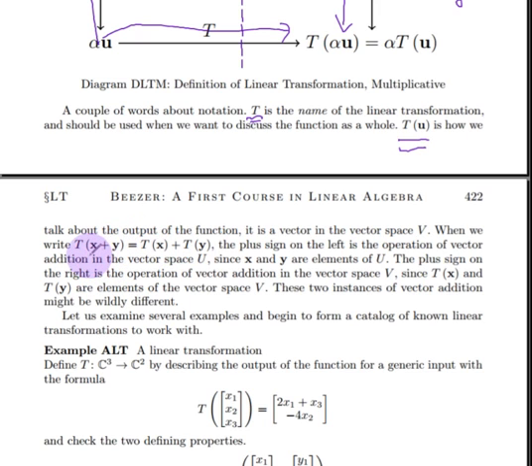I think it's clear what's going on here: when you talk about T of x plus y, you're adding the vectors first and then taking the function. Here you're taking the function of the first vector and then adding that to the function of the second vector. All right, so let's go ahead with some examples.